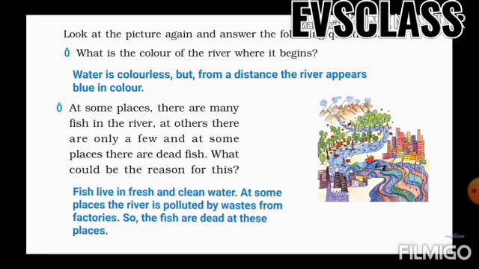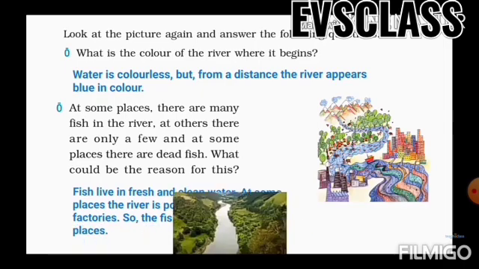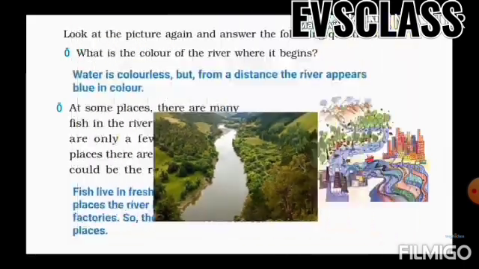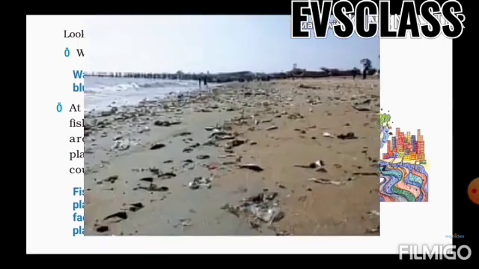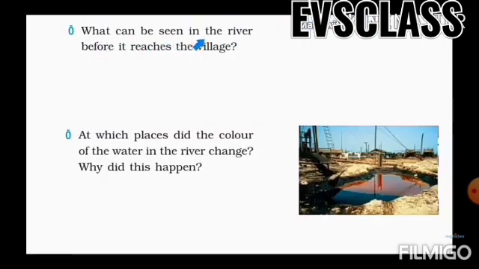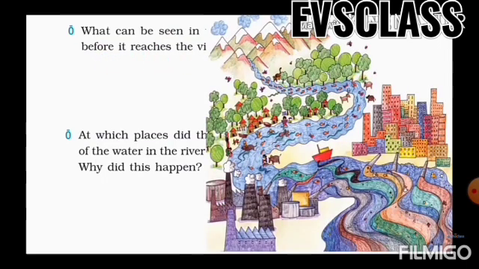Fish live in fresh and clean water. At some places the river is polluted by waste from factories, so the fish are dead at these places. Understood, students? Here is the picture of a river that is clean, and here is the picture of a river that is polluted. So there are two differences. Understood, students? What can be seen in the river before it reaches the village?